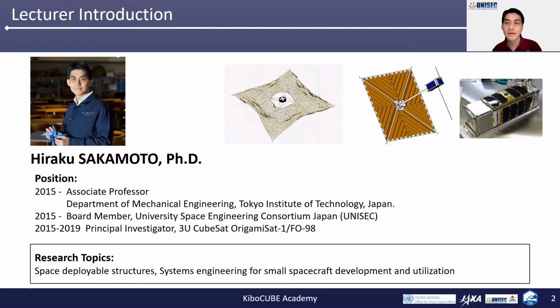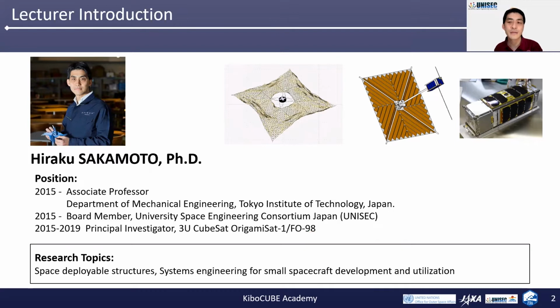My name is Hiraku Sakamoto. I am an associate professor at the Department of Mechanical Engineering, Tokyo Institute of Technology in Japan. I have been studying space deployable structures, especially membrane deployable structures, and also developing small spacecraft. I was a principal investigator for the 3U CubeSat OrigamiSat-1 launched in 2019.